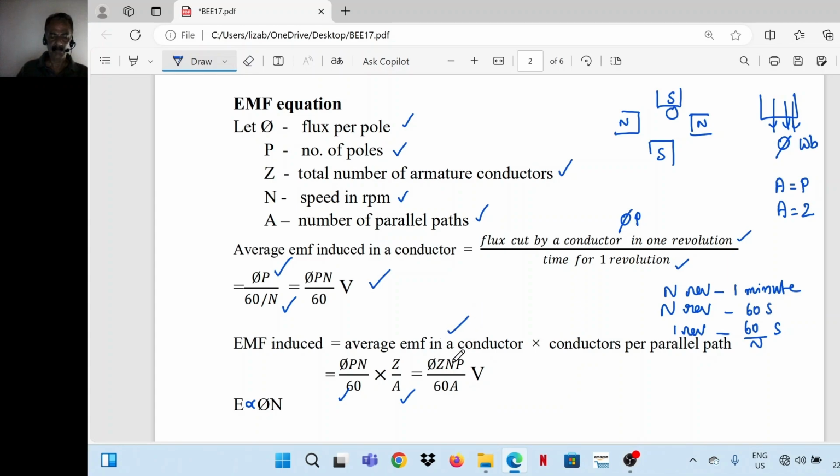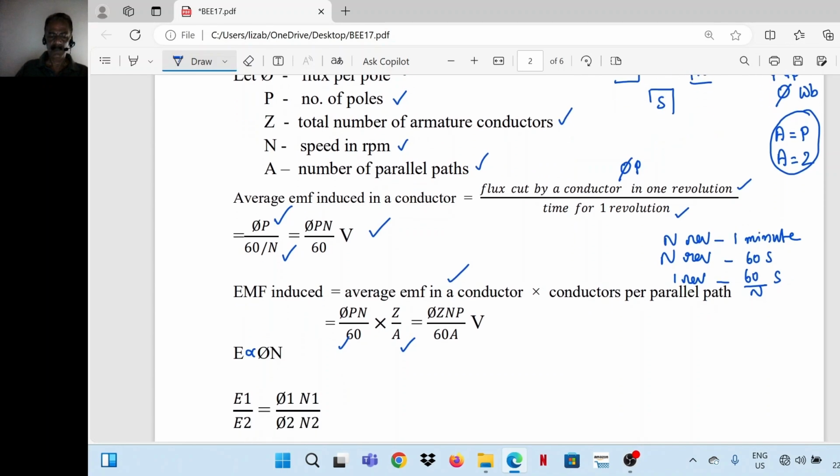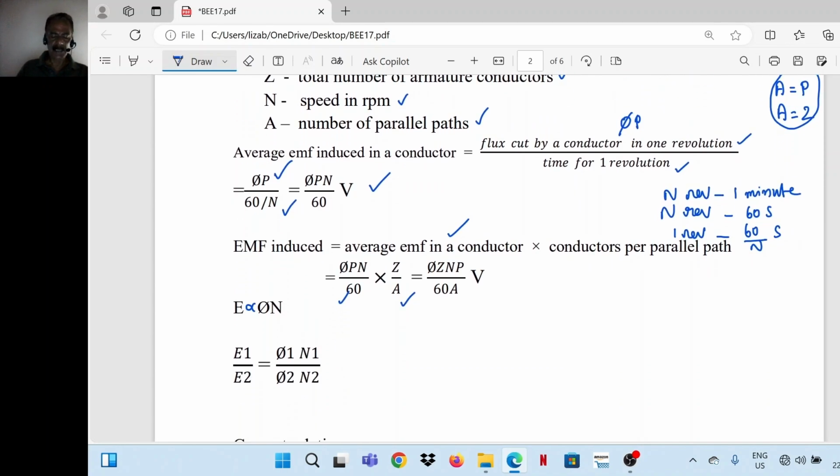Phi is the flux per pole, Z is the total number of conductors, N is the speed in revolutions per minute, P is the number of poles, divided by 60A. A is the number of parallel paths. And we have to remember this relation also. A is equal to P for a lap wound machine, and A is equal to 2 for a wave wound machine. So from this equation, E is equal to phi Z N P divided by 60A.